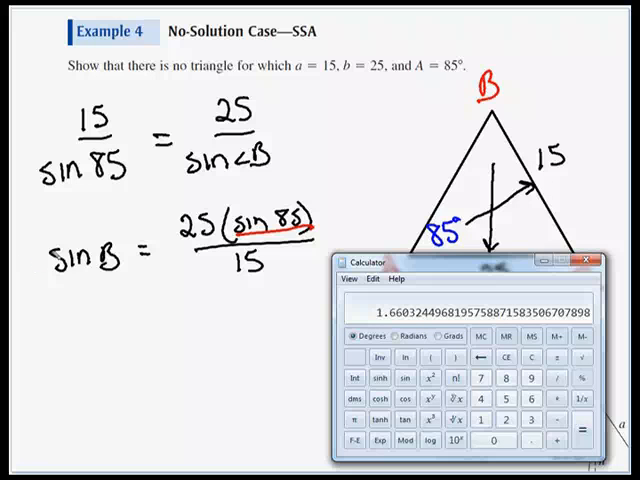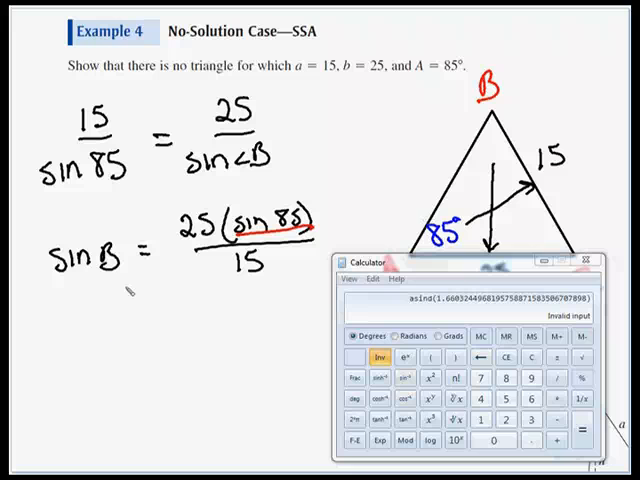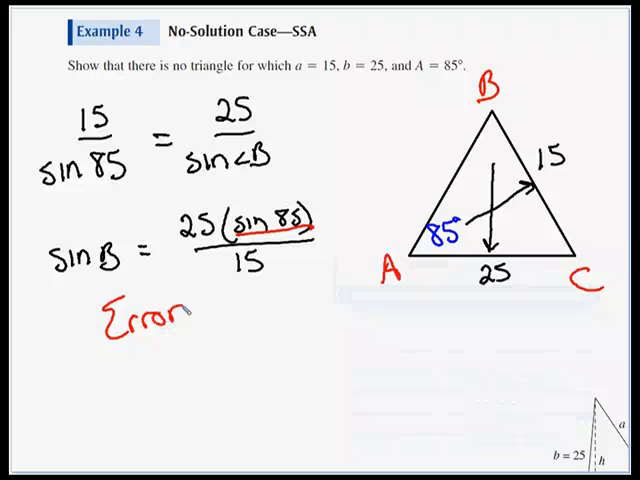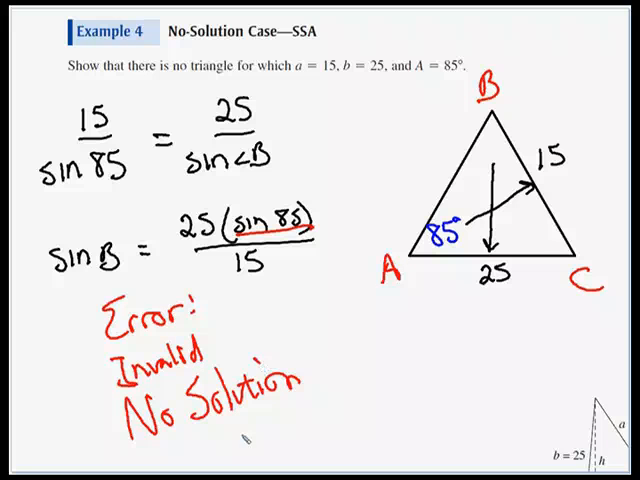And this is now where I want to sine inverse. So I'm going to hit inverse, and there's my decimal, and I'm going to do sine inverse. Invalid input. Maybe your calculator says error. So we're getting error, or invalid, or there is no solution. There is no triangle that can have angle A as 85 degrees with the side across from it being 15 and side B being 25. It's absolutely impossible. And that's easy to see, I think, in the picture here.